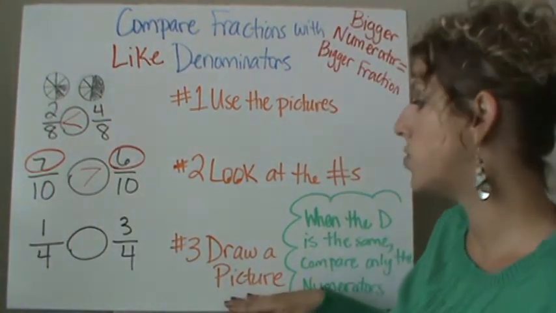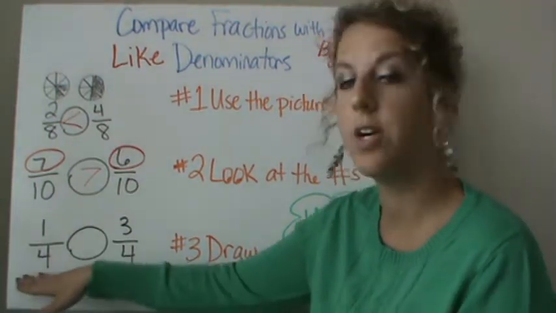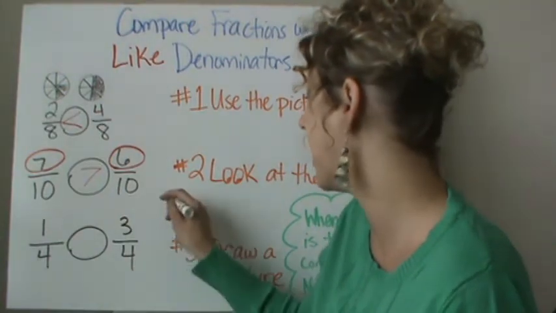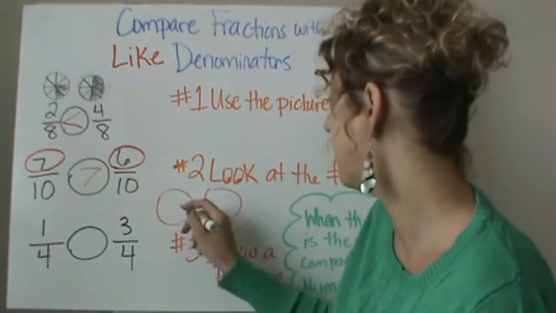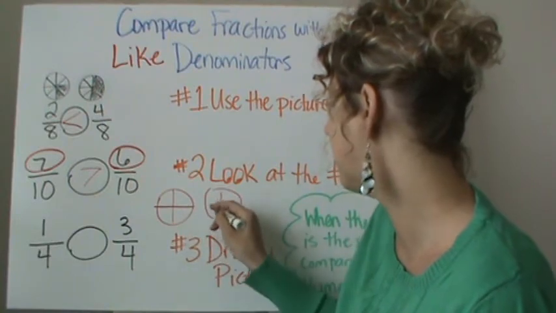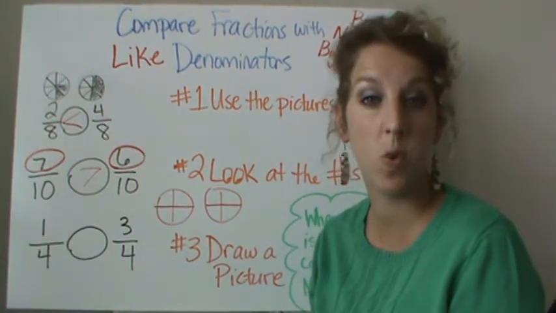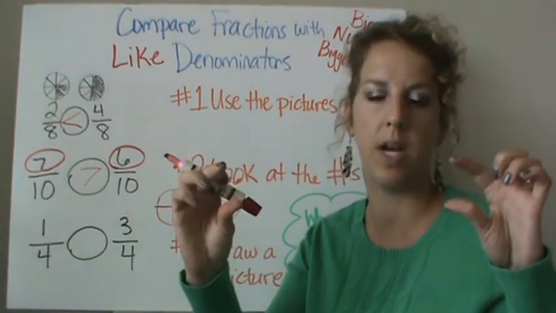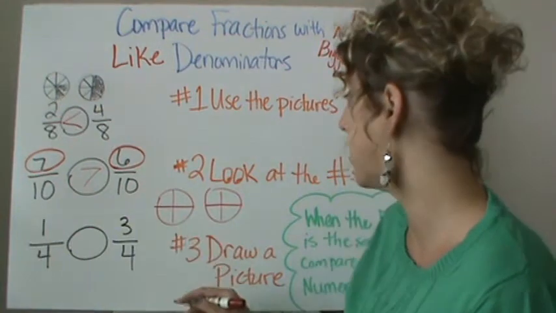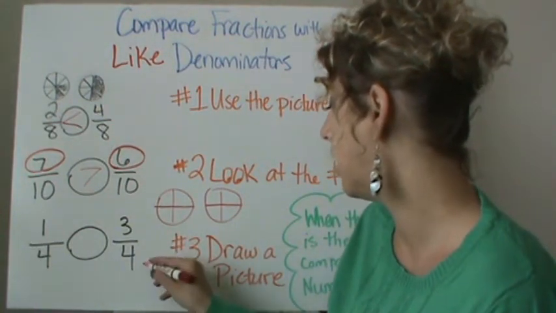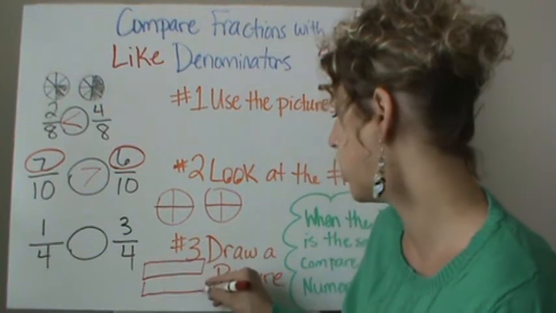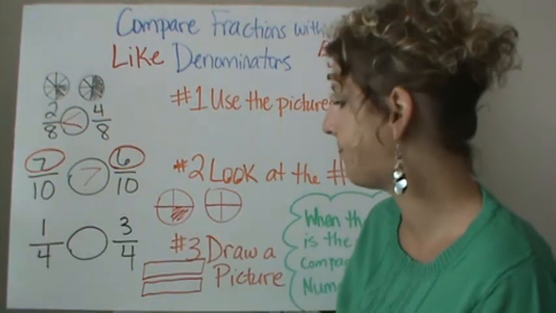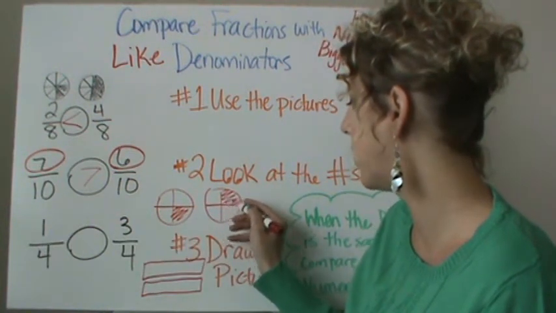Another strategy, you can draw your own picture. So let's say you're given 1/4 compared to 3/4. You can draw a picture. Get your circles out. Circles are easy for fourths and eighths and halves, but probably a bar method would be better for any odd number. So you could also use a bar, draw almost like a fraction bar, draw 2 fraction bars. So if we drew the circles, we would color in 1/4, and for this we would color in 3/4.